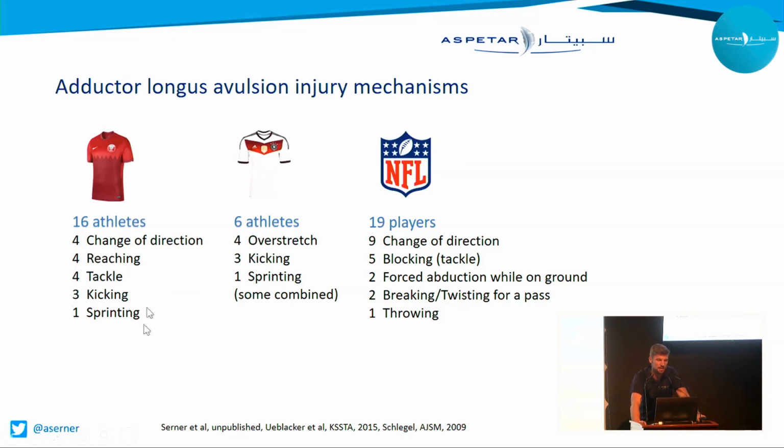So again, not a clear proportion of injuries going to a specific injury situation, but different situations, and we have to be aware of all of these. In a small study on 6 athletes in Germany, mainly football players, 4 were considered overstretch injuries, but again also kicking and sprinting as potential injury mechanisms.